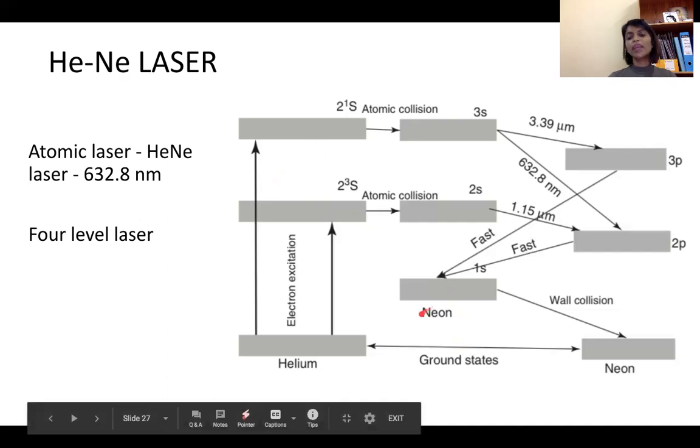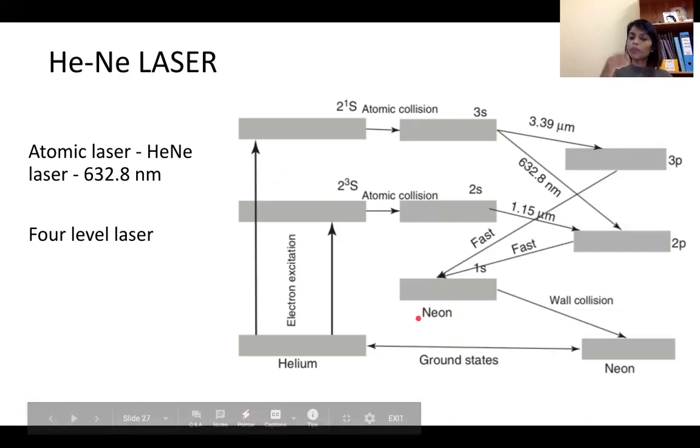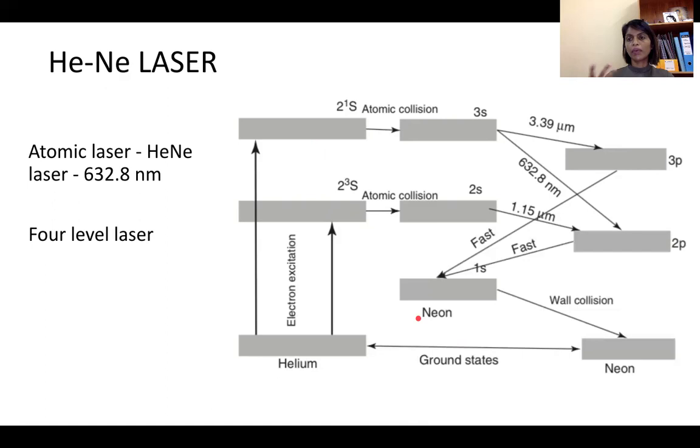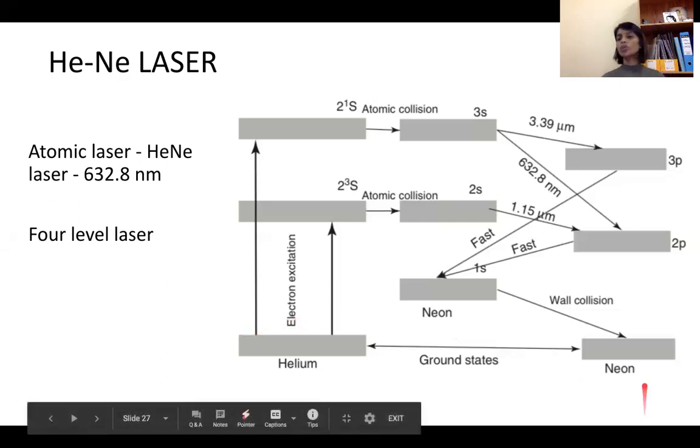Some of these neon atoms will be excited because there are electrons colliding. Right? There are fast moving electrons because of this electrical discharge. These electrons and ions will excite not only helium but also neon.